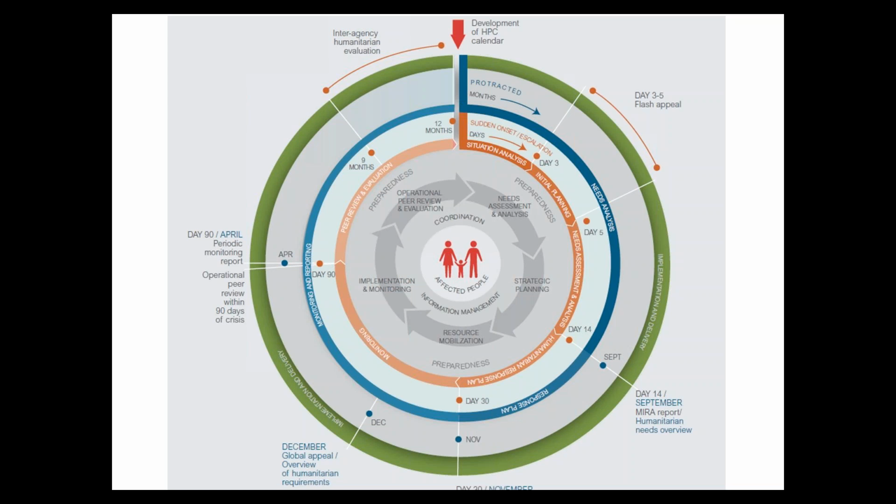We know we need to contribute to that and work with the protection cluster to do that. You can see that by day 14, a mirror report needs to have been done. We know that by day 30, the HRP needs to be done. We know that by another 30 days, we need to have done some sort of appeals process. We know by day 90 that there should have been some sort of evaluation. And this process is ongoing.